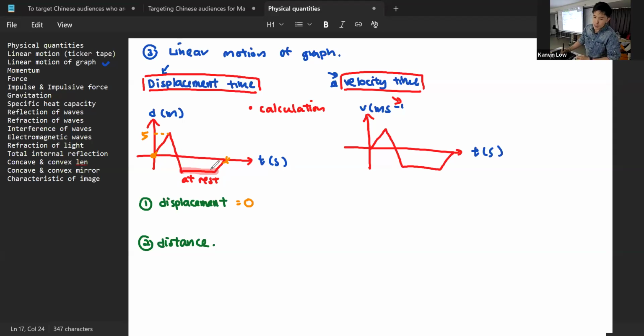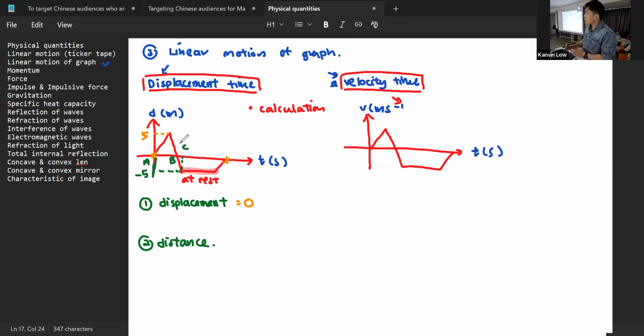So if let's say I ask you what is the total displacement of this displacement time graph? The answer is zero. Do you get it? Okay, let me give you the values over here. Let's say 5. This part I have to put -5. Okay, so what is the displacement from A to C? The answer is -5. Yeah, -5.